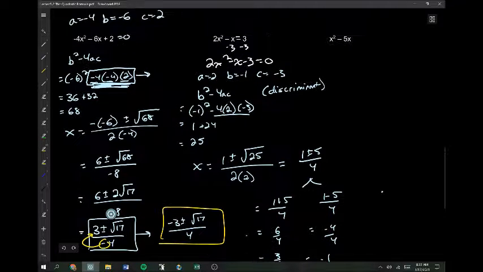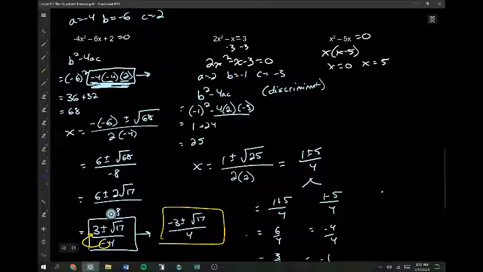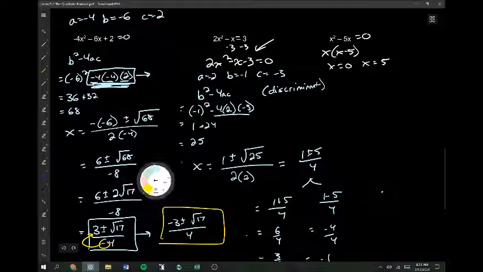Okay, last one. Now for the record, this can actually factor, right? We can factor this into x times x minus 5, and it can solve very easily. X equals 0 and x equals 5. So if you can factor, you should factor. This one also could have factored, actually. But we're going to keep practicing the quadratic formula for now, because that's the goal of this lesson.